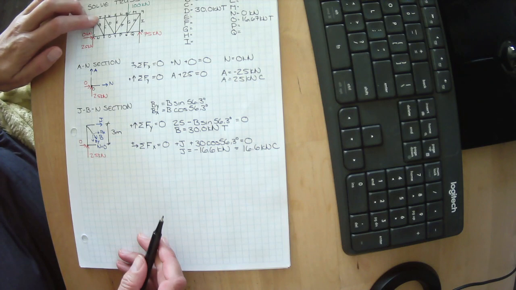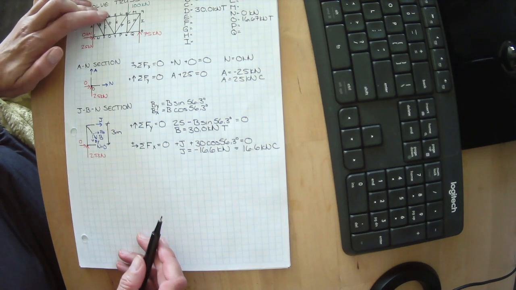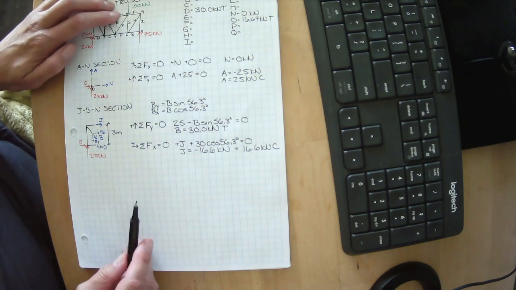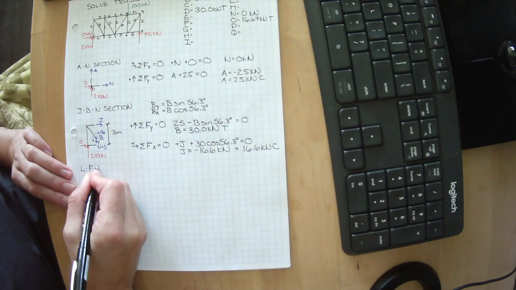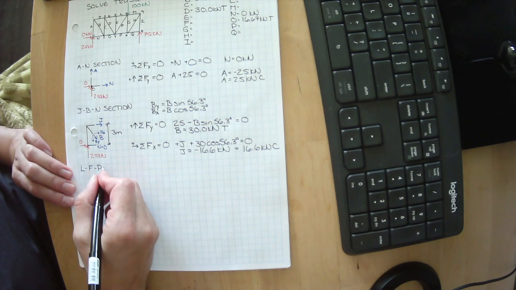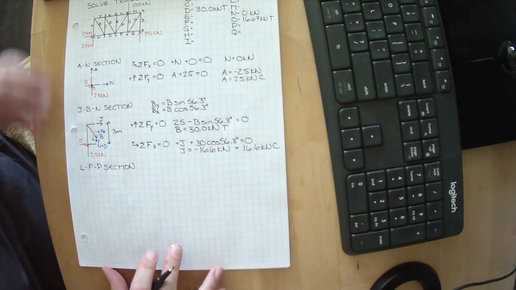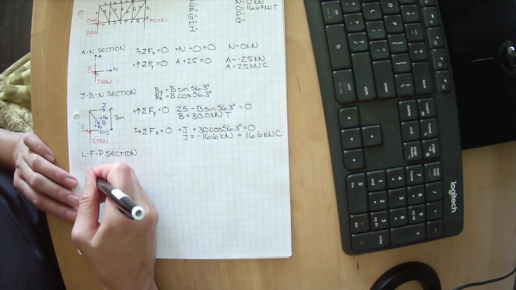That one was through J. So we have A, J, B, and N. We already know K, D, and O. I am going to do one through L, F, and P now. You can do these in whatever order you want. So I'm going to do L, F, and P now.